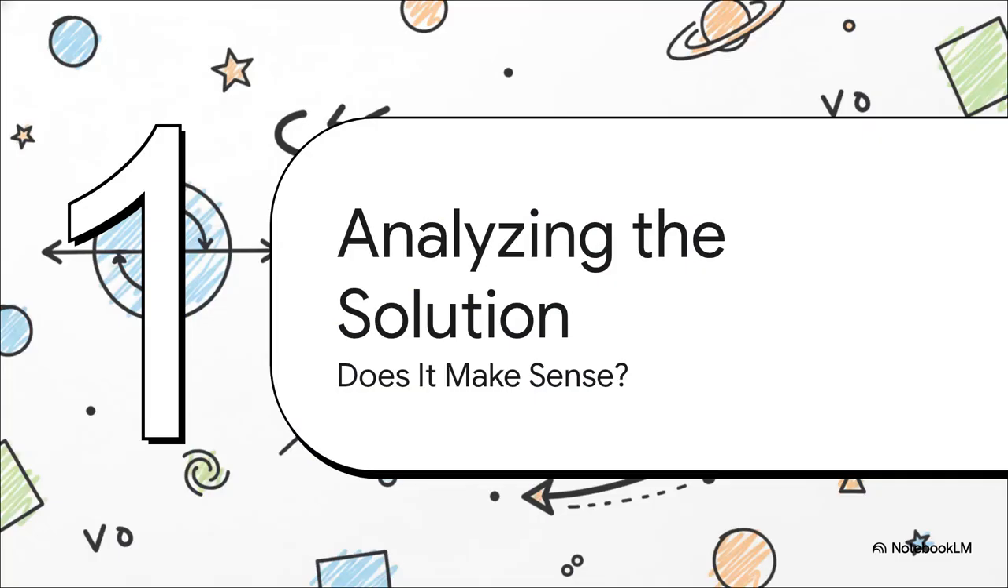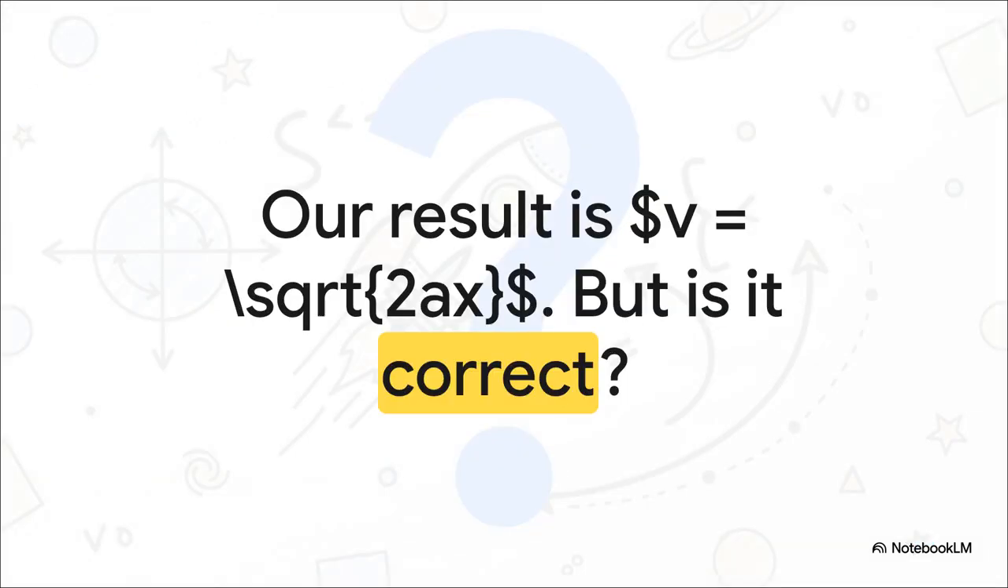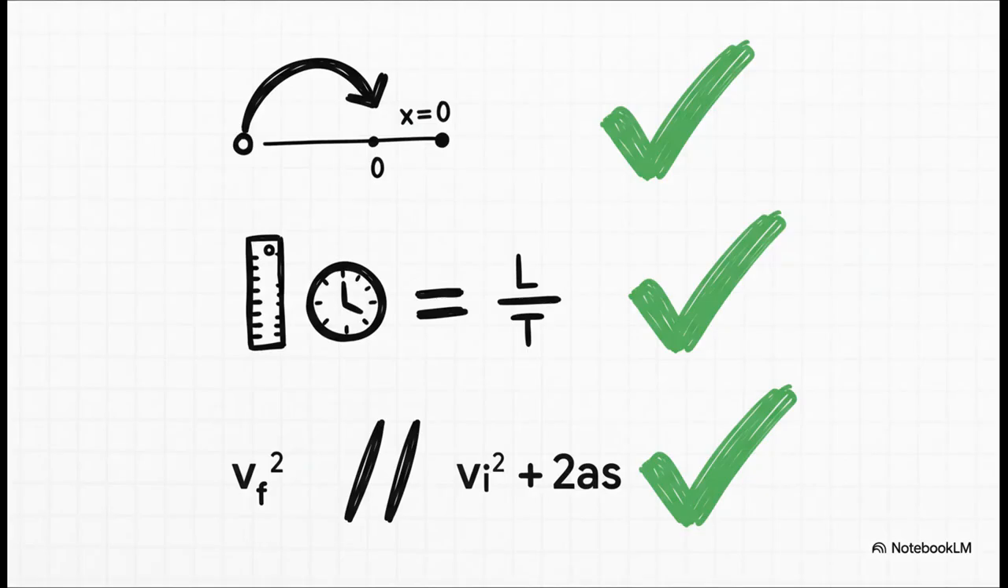But as any good physicist knows, we're not done yet. We have to stop and ask ourselves, does this result actually make physical sense? This is maybe the most important step in building confidence in your solution. So let's put our solution under the microscope. We have v equals square root of 2ax. Is this actually right? And beyond that, what is it telling us about what's physically happening to this particle as it moves? Okay, let's run through a few quick checks.